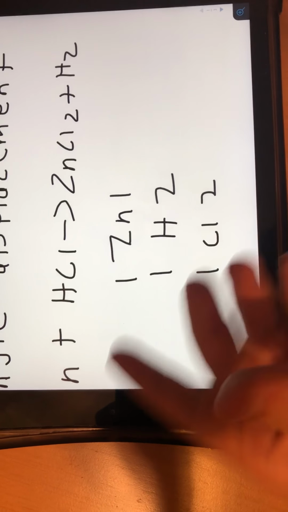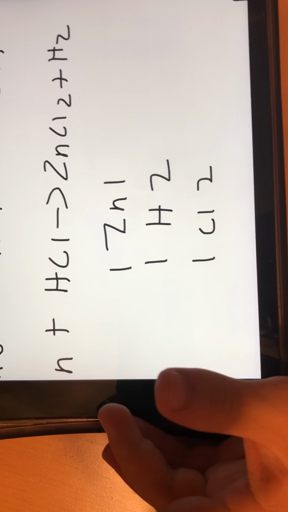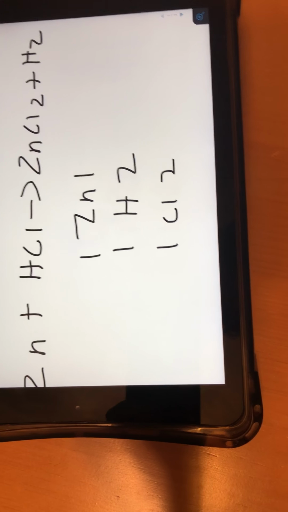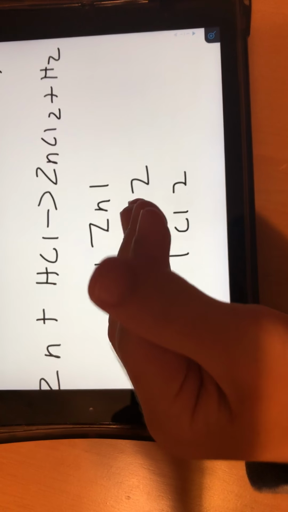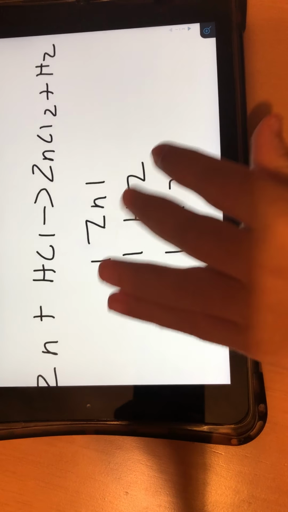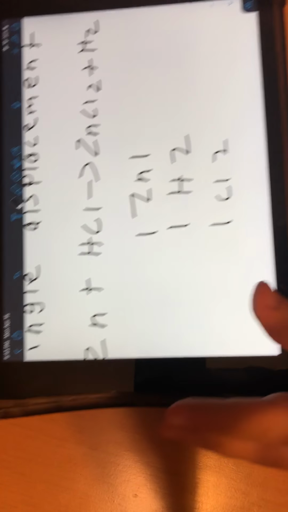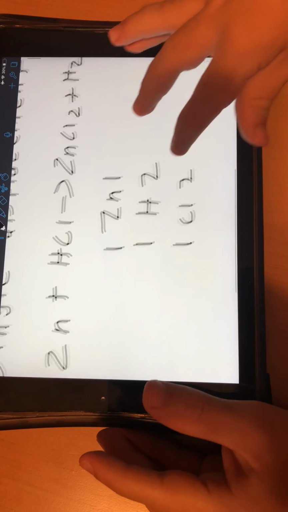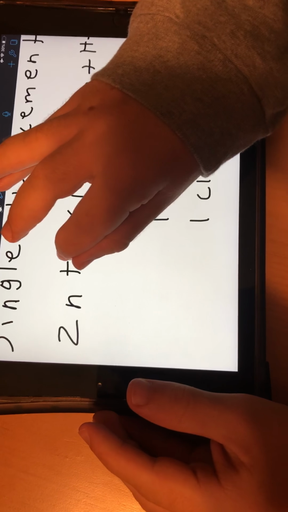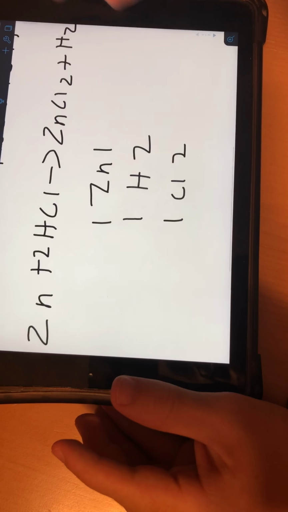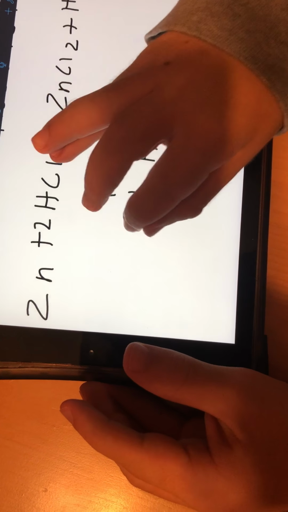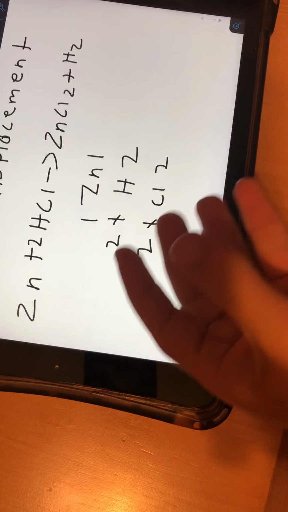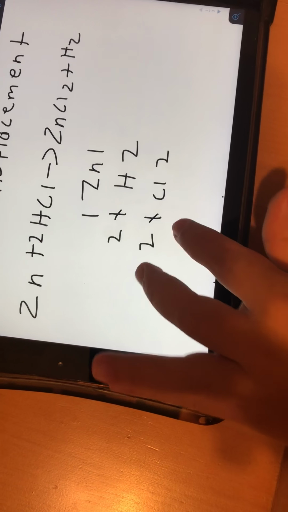Now, you can see that it's not balanced. It has to be the same, right? Yes, it has to be the same. So what we have to do is balance them. You always go from top to bottom. Right now the Zn is balanced, so we're not going to mess with that. So now we're going to go with the hydrogen and the chlorine since they're unbalanced. We're going to put a 2 in front of the hydrogen and chlorine, and that's going to change the hydrogen to 2 and the chlorine to 2. So look, now we have a balanced single displacement reaction.